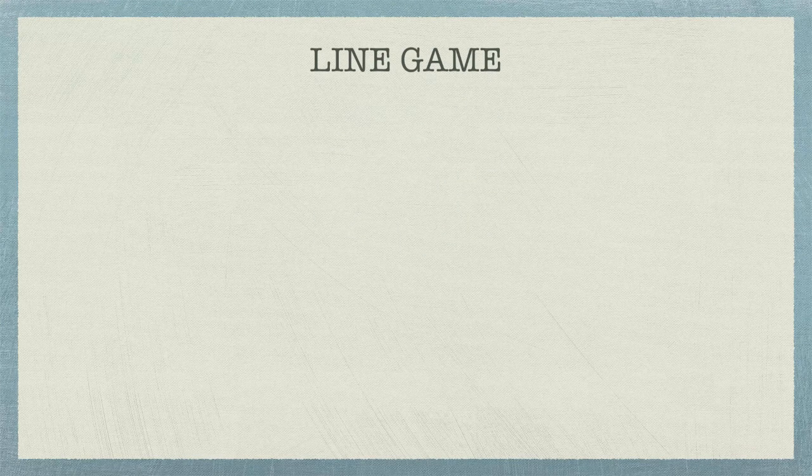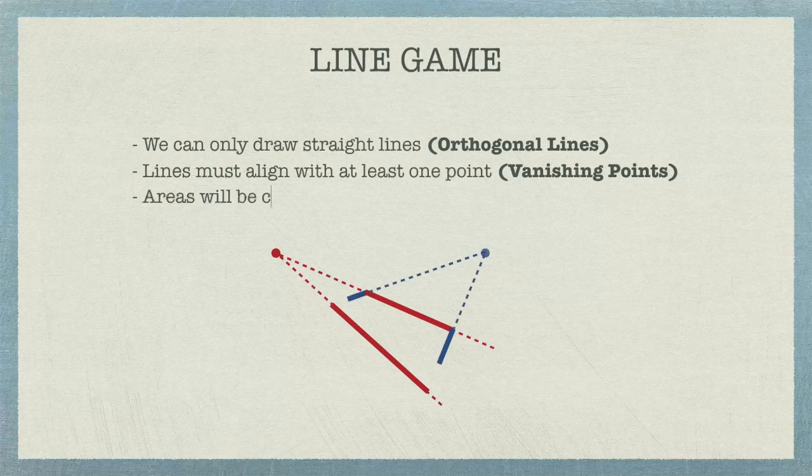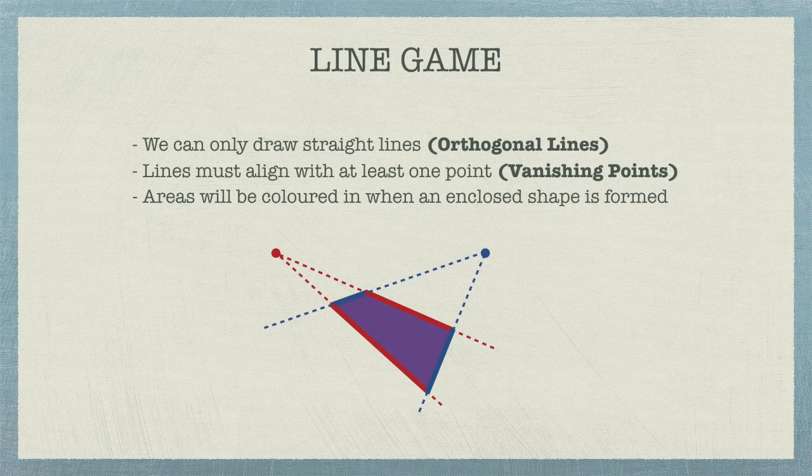The rules of this game are: 1. We are only allowed to draw thin, straight lines, which we will call orthogonal lines. 2. For every line that we draw, it must align with at least one arbitrary point that we place on the canvas. We'll call these vanishing points. I'm using colored lines here to help you with visibility, but if you're doing this on a piece of paper right now, I suggest that you limit yourself to drawing extremely thin lines with a pencil and using extremely thin dots as well. This is because our third rule states that we are only allowed to color or shade in an area on the canvas once we create an enclosed shape using these thin, straight lines.